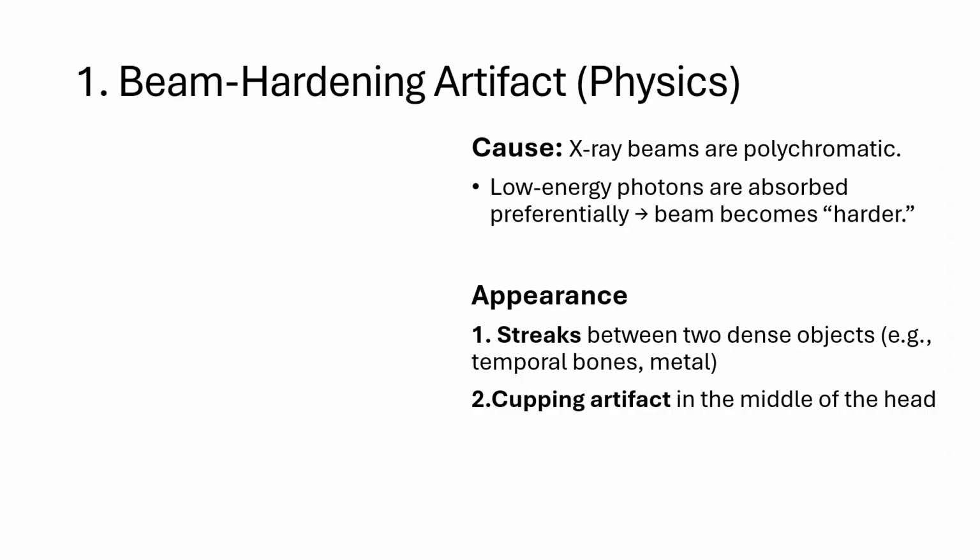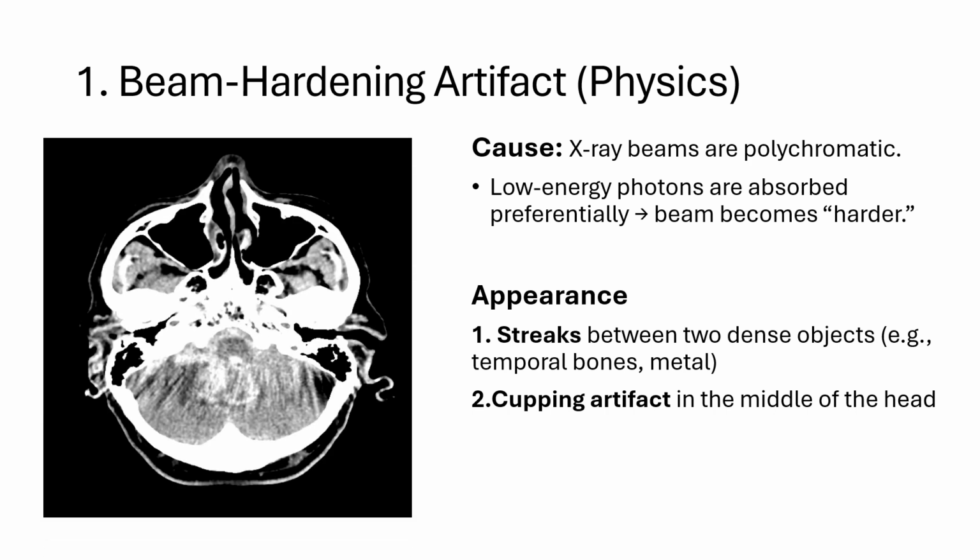First one is the beam hardening artifact. As we know that the X-ray beam is polychromatic, as it passes through the dense tissue, low energy photons are absorbed more, making the beam harder, and this produces the classical streaks between the two dense objects, that is the temporal bone and metal. As we can see in this image, this is the streak artifact in the posterior fossa and the cupping artifact in the middle of the head.